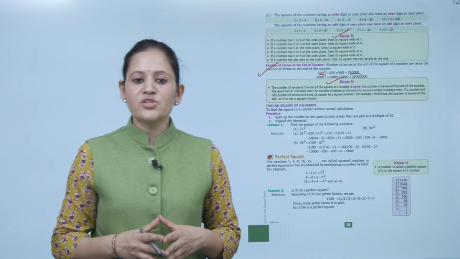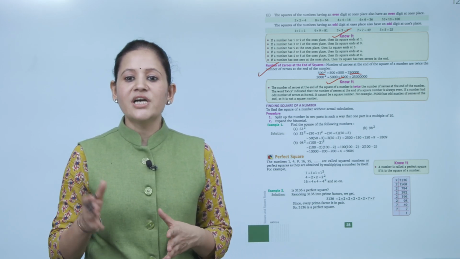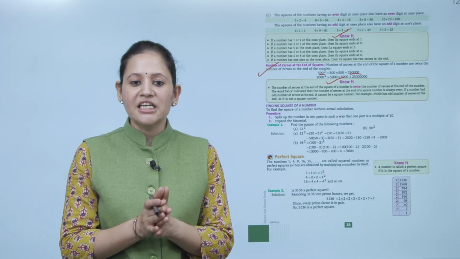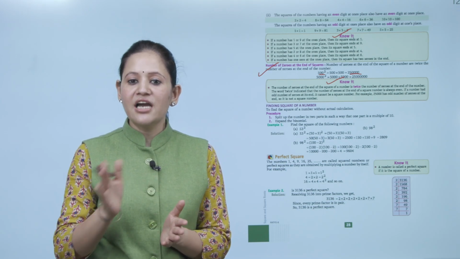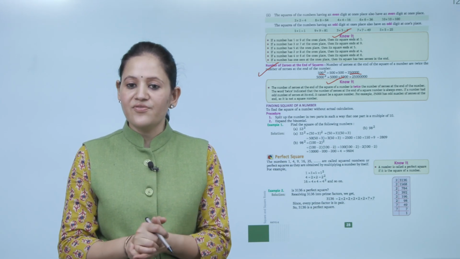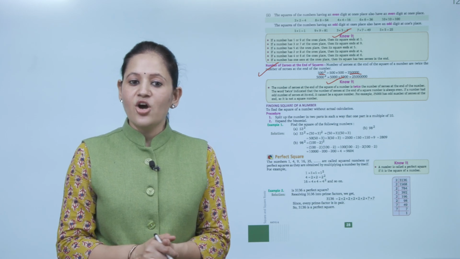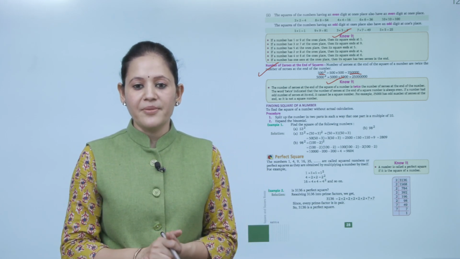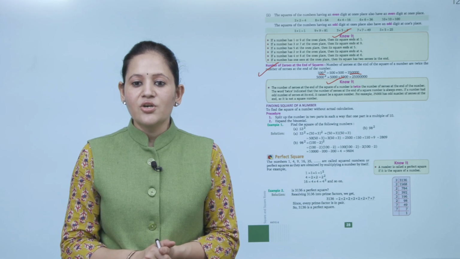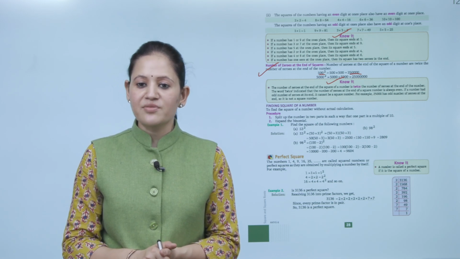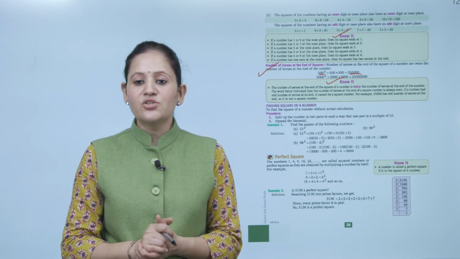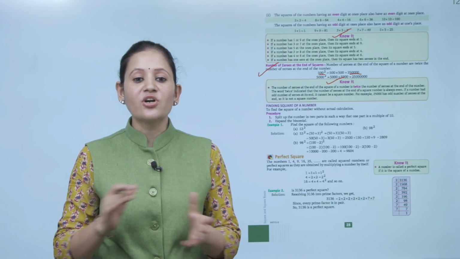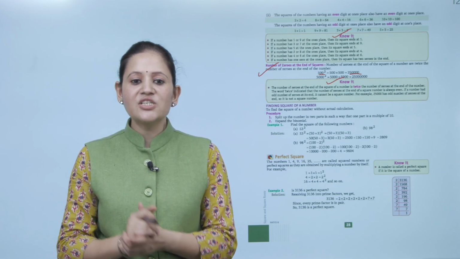The number of zeros at the end of the square of a number is twice the number of zeros at the end of the number. The word twice indicates that the number of zeros at the end of a square number is always even. If a number has an odd number of zeros at its end, it cannot be a square number. For example, 25,000 has an odd number, 3, of zeros. So it is not a square number. Next is finding square of a number.